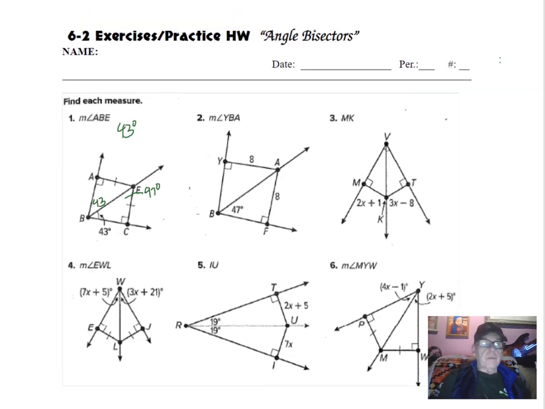Let's look at the next one. So here we have this point A. They're telling us that it's 8 units away from BF, which is a side of this angle YBF. And they're also telling us that this point A is the same distance, 8, away from the side of the angle BY. Therefore, BA must be an angle bisector.